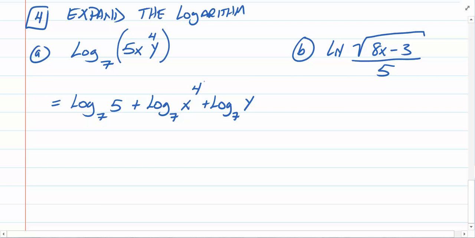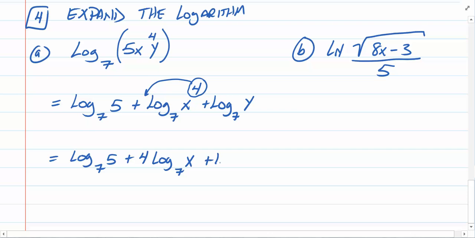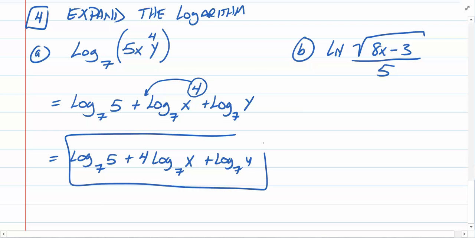There's only one more thing to do, and that is to bring this 4 down in front of the second log term, not the entire thing. That's a common mistake that people make. So I'm going to have log base 7 of 5 plus 4 times log base 7 of x plus log base 7 of y, and that will be our final answer.